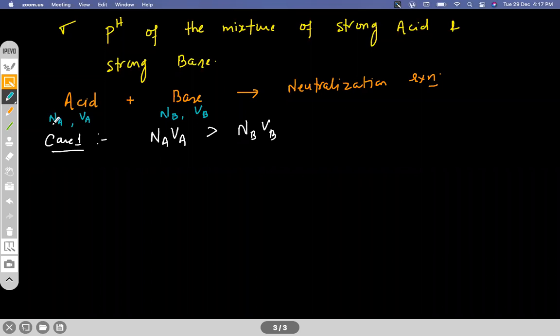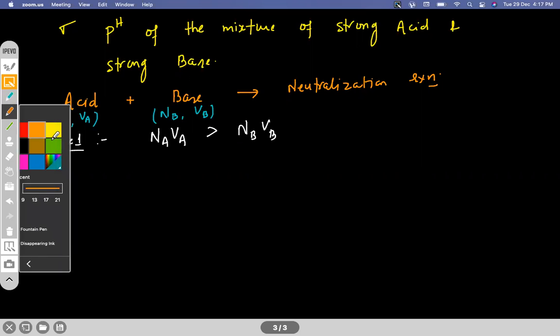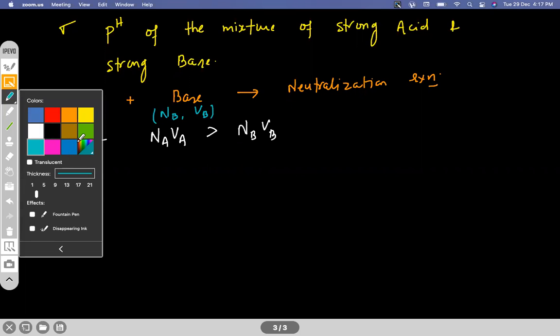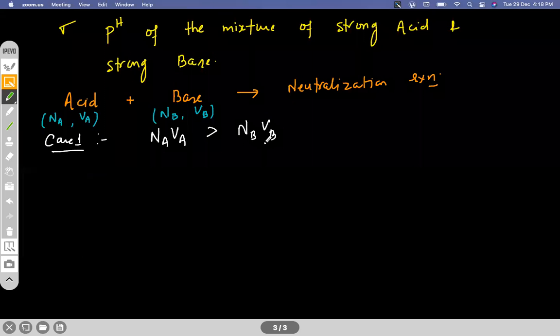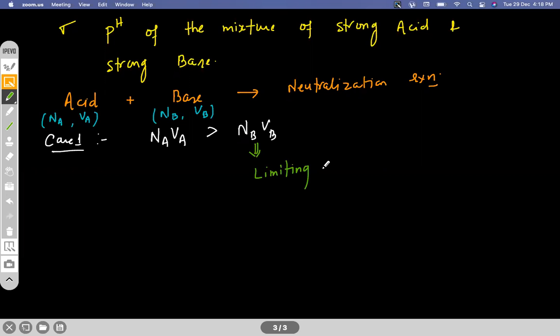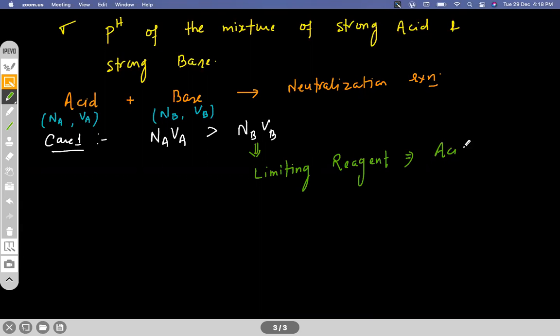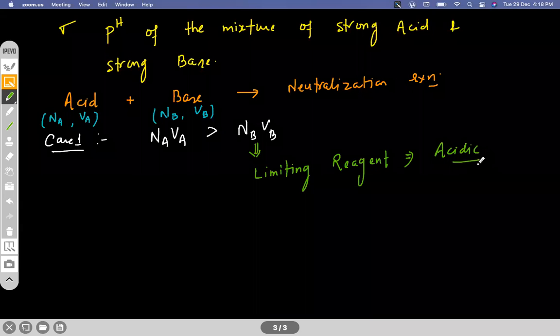So when we mix the two, depending upon the number of equivalents of acid and base, we can determine the property of the solution. I am assuming here that in case one the number of equivalents of acid is greater than the number of equivalents of base. Under this condition, the base will be the limiting reagent, and when base is the limiting reagent, the solution is acidic in nature. The mixture will be acidic because we have acid left.